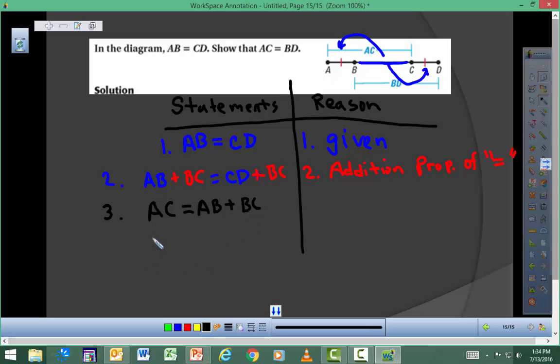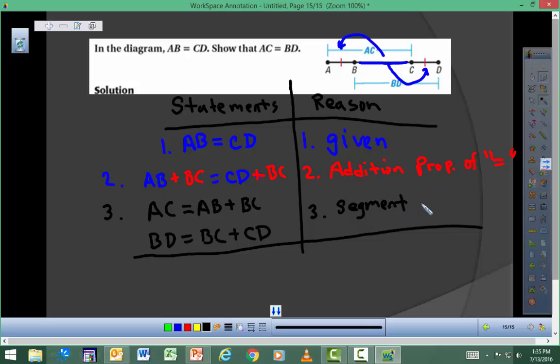Alright. Now at the same time, I'm going to write down this segment, BD. BD is also equal to these two smaller segments. So it's going to be equal to BC plus CD. Okay. Now, since those steps are similar, I'm going to write down the step here for both of them. This is called segment addition. Well, let's write it out. Segment addition. And that was from chapter 1.